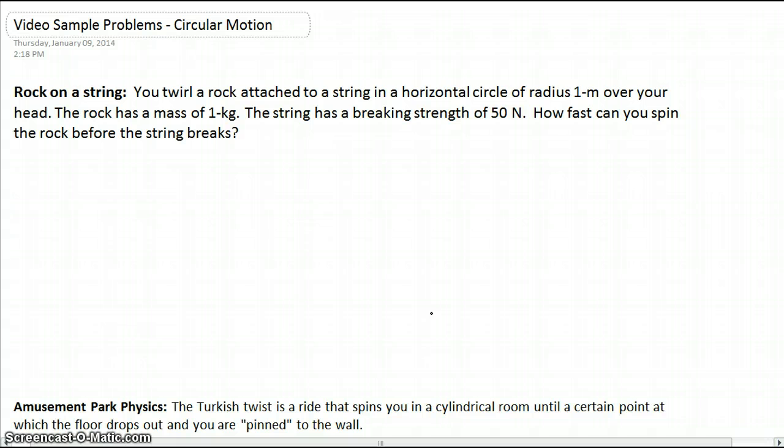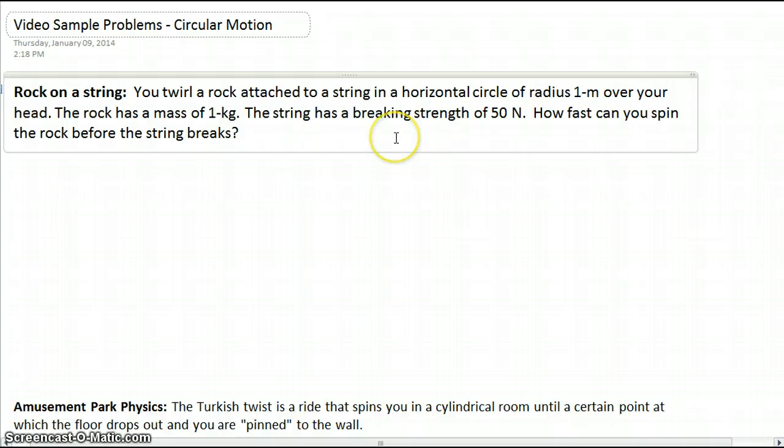So the most basic kind of circular motion problem I can think of, anyway, is to think about a rock on a string. So you're twirling this rock attached to a string in a horizontal circle over your head of a radius of 1 meter. The rock has a mass of 1 kilogram, and the string will break if more than 50 newtons is exerted through it in tension. And the question is, how fast can you spin that rock before the string breaks?